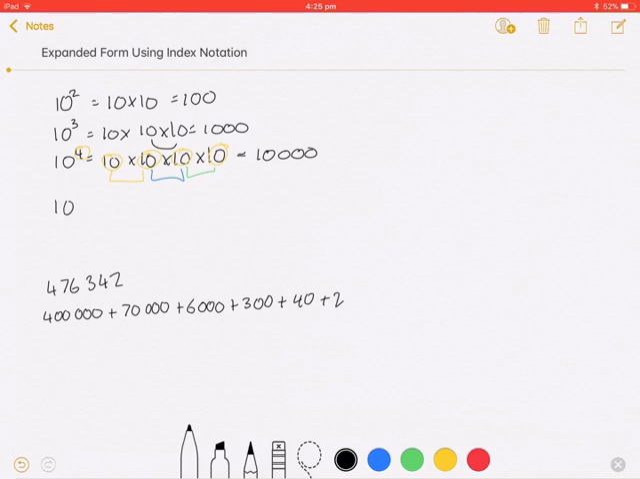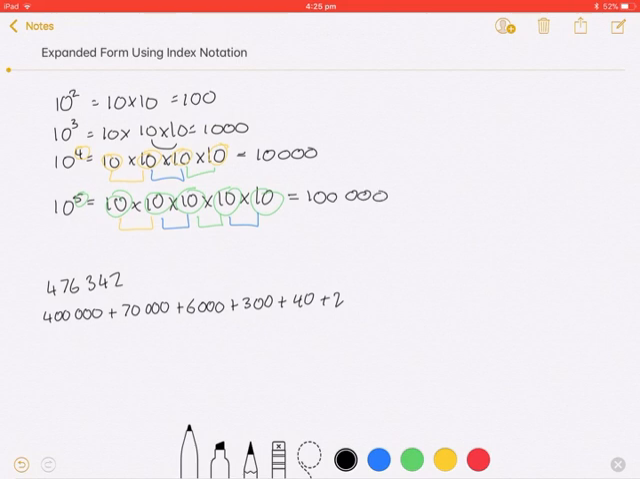If I have 10 to the power of 5, it is 10 times 10 times 10 times 10 times 10. How many 10s have I got there? I should have 5. 1, 2, 3, 4, 5. I know that 10 times 10 is 100. I know that 100 times 10 is 1,000. I know that 1,000 times 10 is 10,000. I know that 10,000 times 10 is 100,000. You're going to see straight away that there are 5 zeros and there are 5 10s.